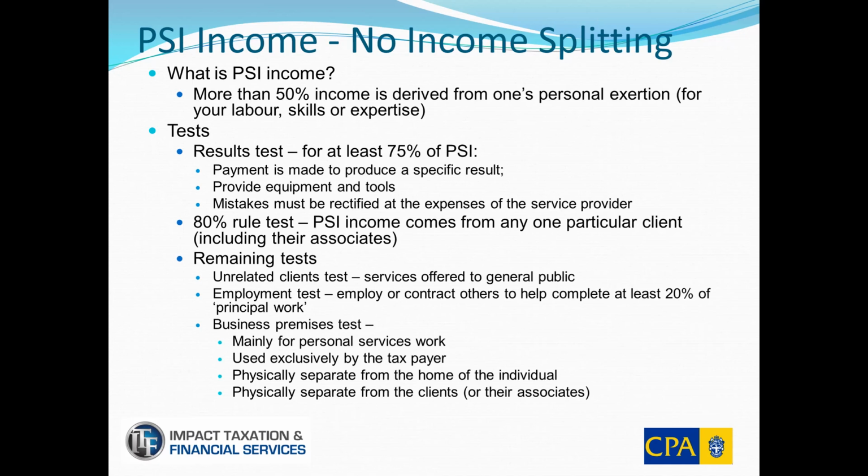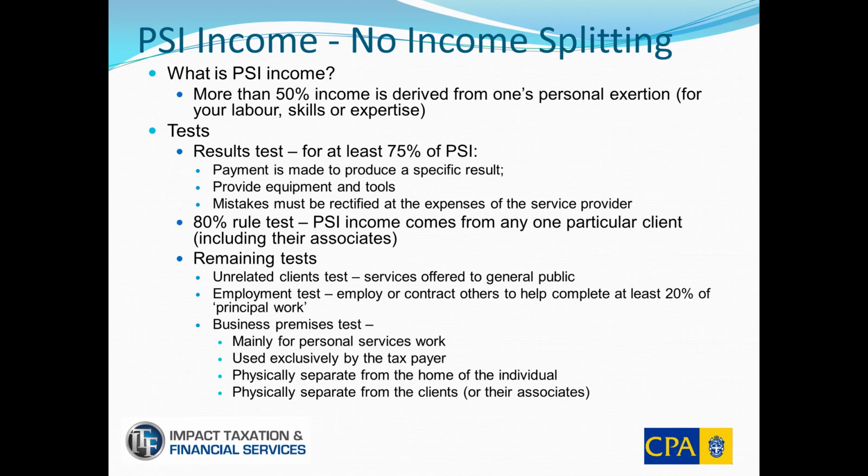If you can't pass this test, then you need to go to the remaining tests. The first one is the unrelated clients test. Your services have to be offered to the general public. You can't be working mainly for one company or a related family member and then say it's personal services income. Of course, I passed the test already earlier as an accountant, but using ourselves as an example again, we offer our accounting services to the general public, so we can definitely pass this test.